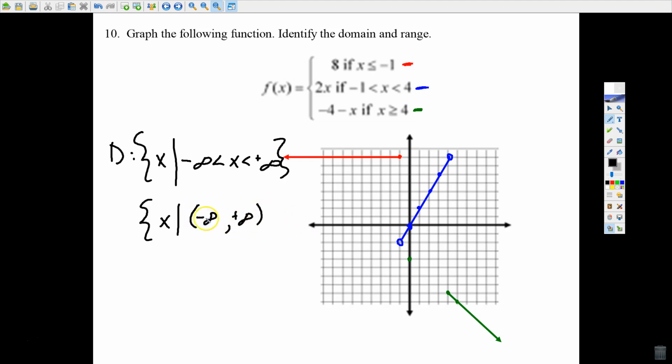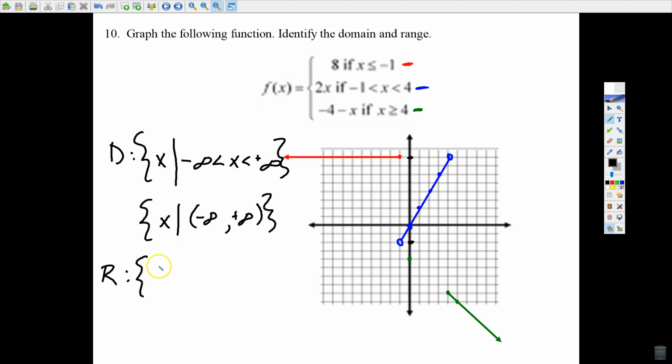Open brackets because infinity never stops. Okay, now let's talk about the range. What y coordinates will be used? Well, we start here at this red graph piece, and the y-axis is covered until we get down to here. Alright, so let's just write the inequality for just that part.